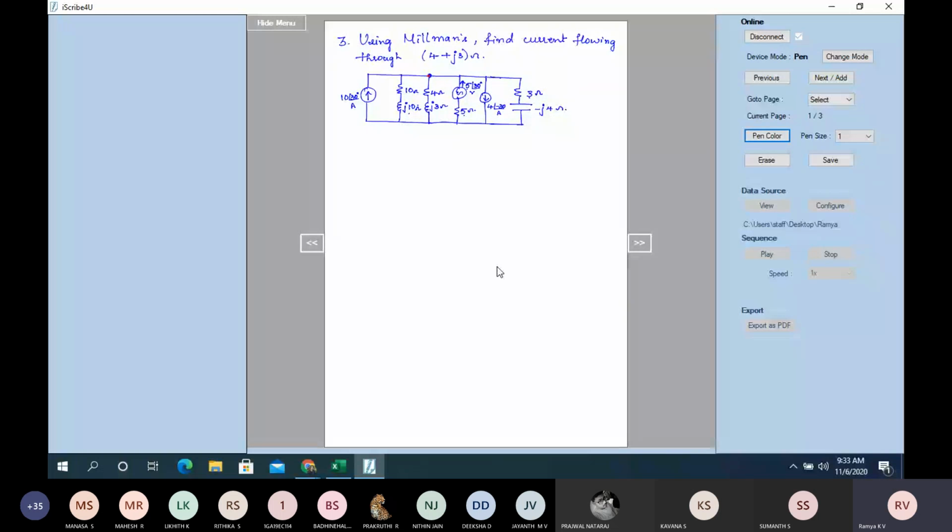This is the branch where we need to find the current. I have to find the current flowing through this branch. That means the rest of the branches should be simplified. How do we simplify? Millman's theorem statement tells that there should be a voltage source in series with a resistor. But what is the problem here?